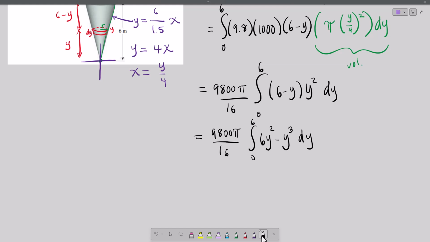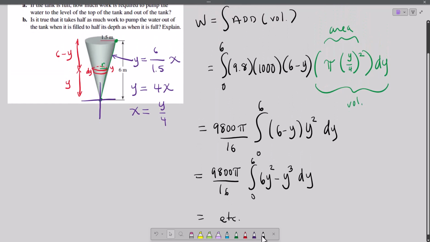And then we're going to integrate it, plug in 0, plug in 6. I'll do the arithmetic once class is over. You know how to do that. That's polynomial integral. But that's the concept, though. The most important thing is this setup. Is there any piece of this setup that is nagging at you that you're not sure about?